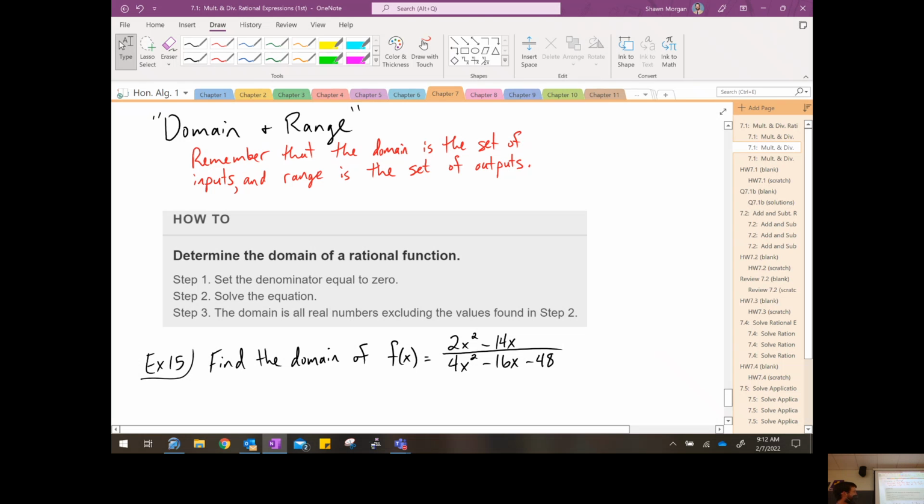Okay. And then I give you a nice little how-to. I pulled this from the text. If you're that kind of guy where you like step-by-step process, you can jot those down. Really, it's going to be a matter of, okay, remember, where does a fraction equal 0? And where is a fraction undefined? Okay.